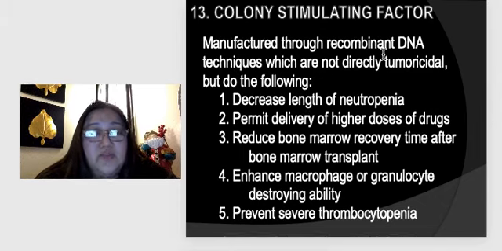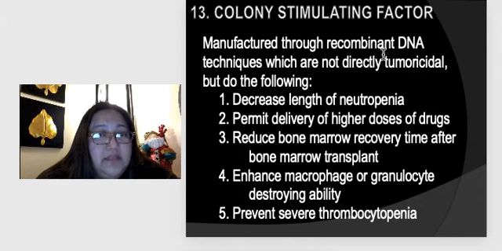Now, 13 is colony-stimulating factor. Again, ang mga gamot na ito ay hindi cancer-killing drugs. Ang mga gamot na ito ay effective para doon sa adverse effects ng chemotherapy drug. This is manufactured through recombinant DNA techniques. Again, not directly tumoricidal, but number one, diba ang sabi natin, all chemotherapy drugs, because they are strong chemicals that kill cancer cell, they cause bone marrow suppression, which means isa sa mga bumababa ang WBC.